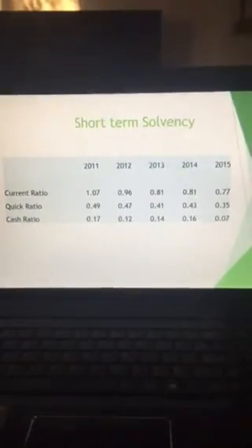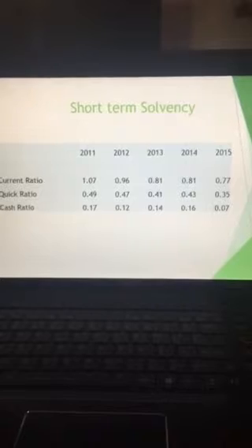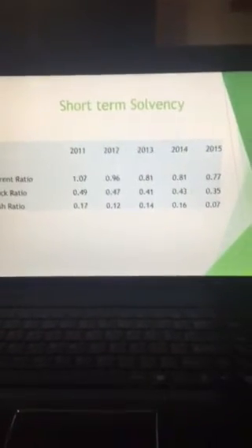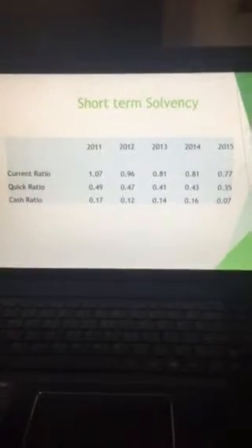Okay, let's start with the short-term solvency, or the company's ability to pay its bills in the short run. We'll start with the current ratio, which is also a measure of liquidity. The highest was at 1.07 and 0.77 was the low in 2015. You can see a decline here from 2011 to 2015, the last 5 years.